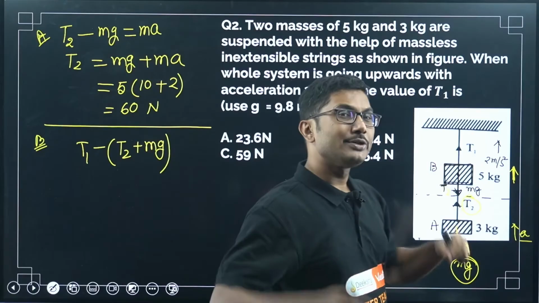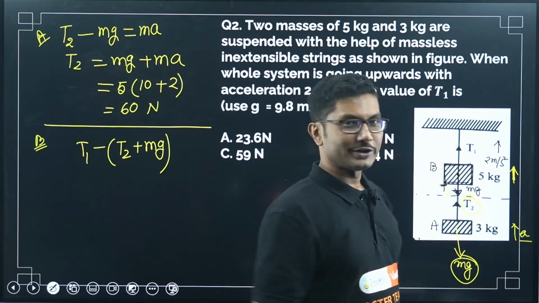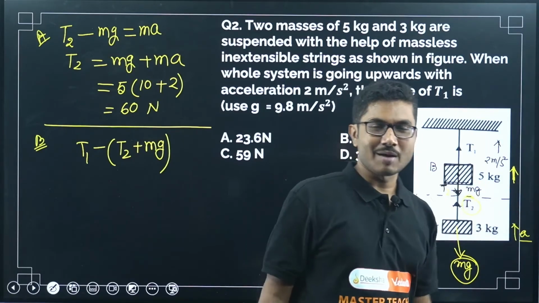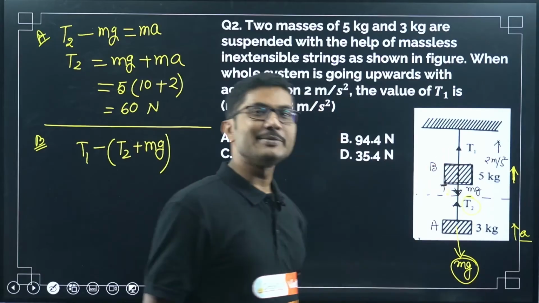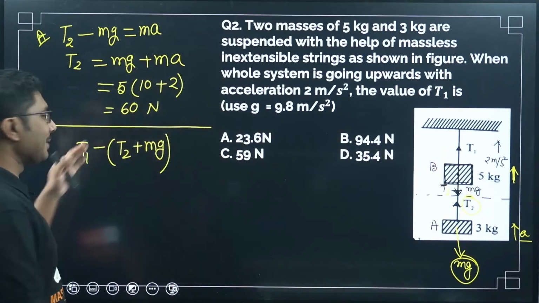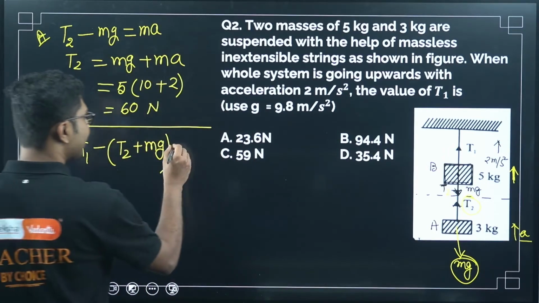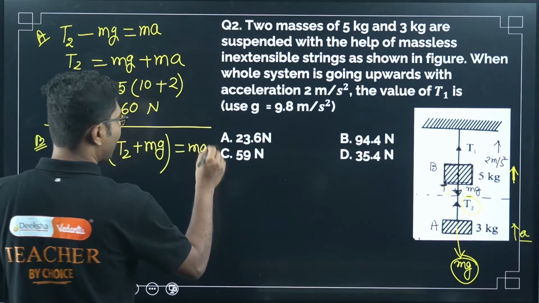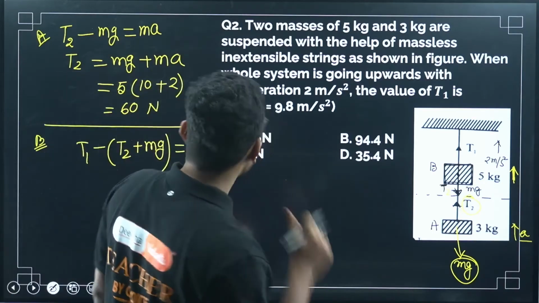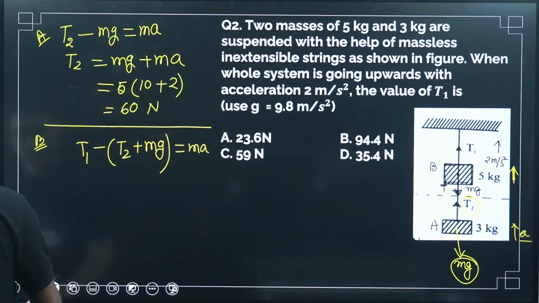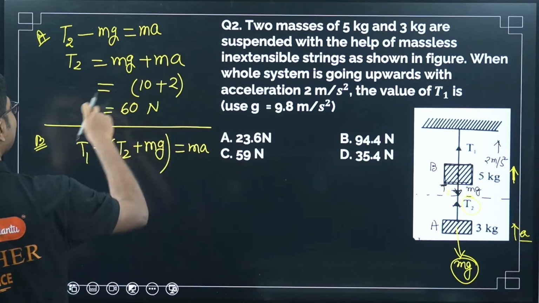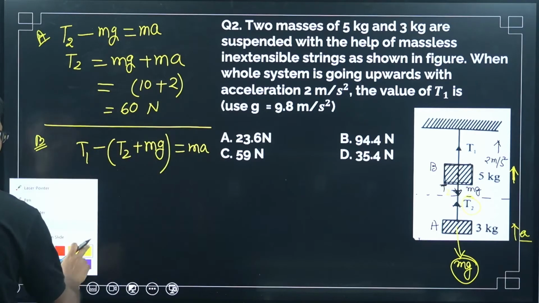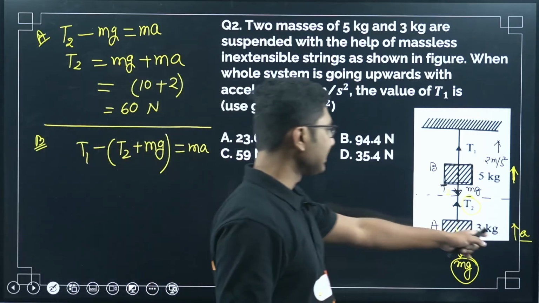So T1 must be super rich. Even though two forces are acting downward, the acceleration is in the upward direction. So T1 must be a super rich person. So Amir minus Garib equals ma. Okay, I made one mistake here. What mistake did I make? I was considering object A, right? So for object A, the mass is 3 kilograms.